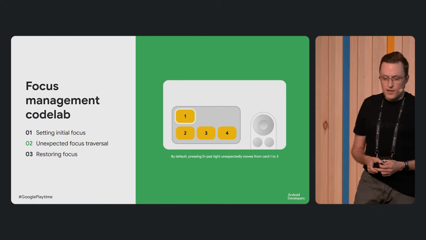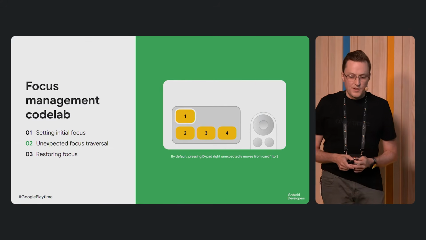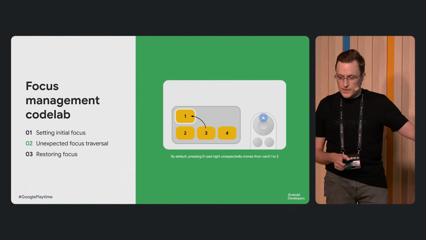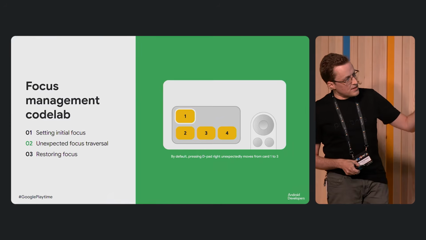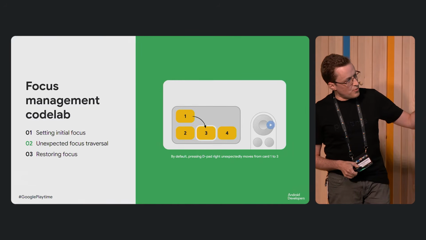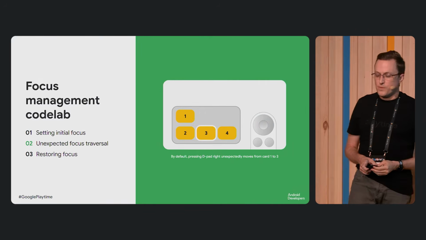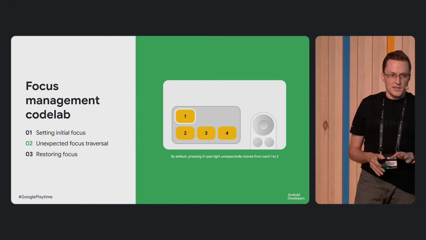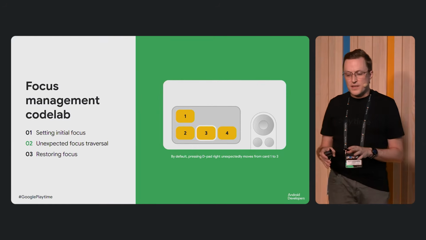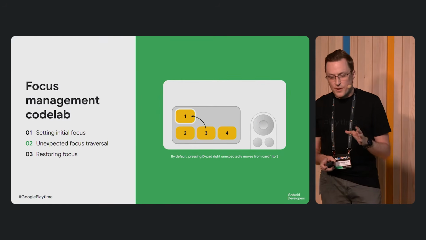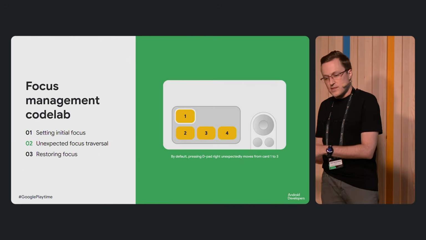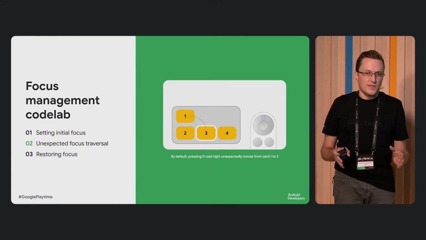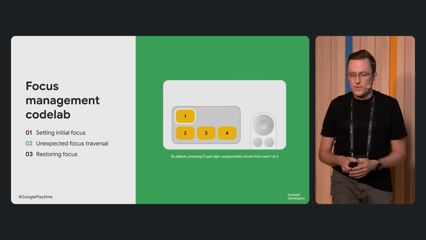Suppose we now have a column with 2 rows. On our second row, we have more elements than the first. So you see here the cards 2 through 4. And what we're seeing here is that when we press the right D-pad button from card 1, we unexpectedly end up with a focus in card 3. Now, the reason that this is happening is because Compose makes a best effort to identify the component that can receive focus to the right of the first card. Now, usually that makes sense because it allows the user to navigate through focus by pressing the D-pad keys.